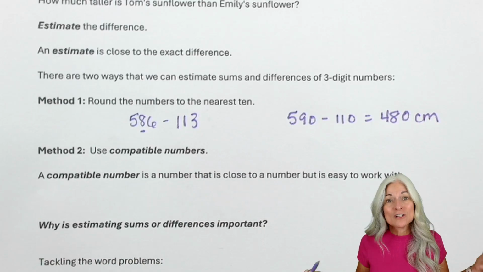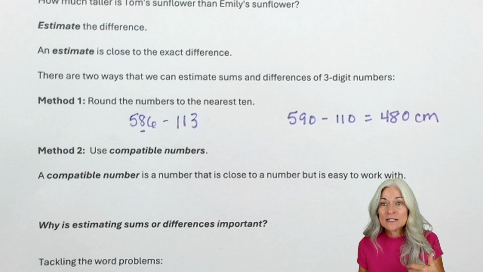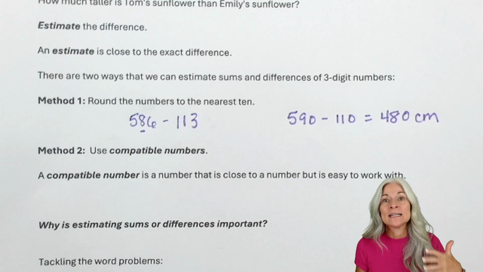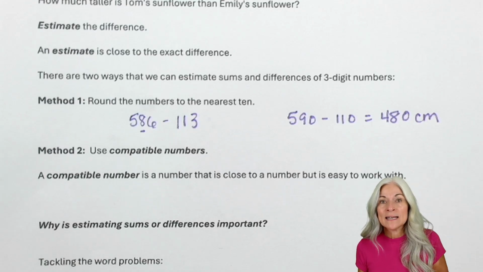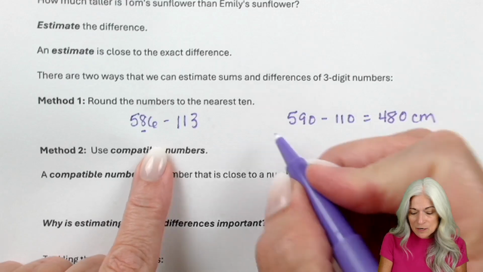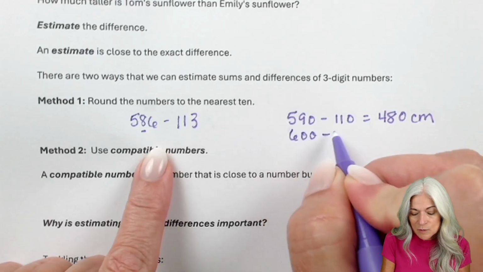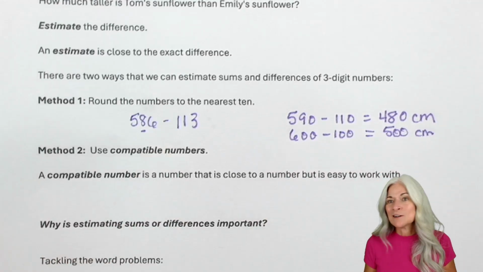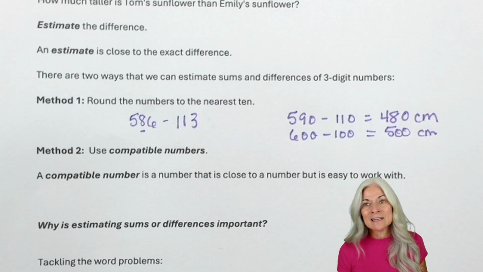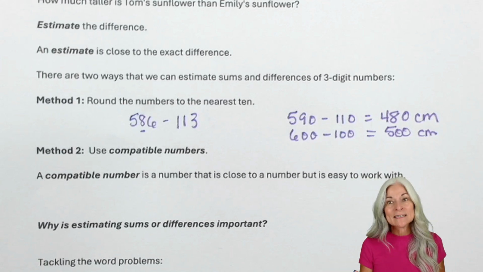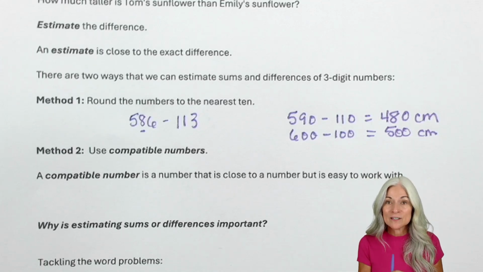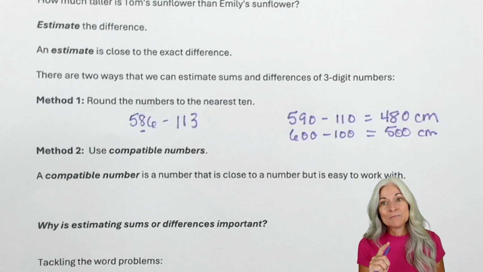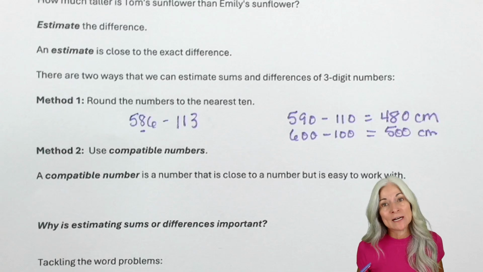Now, that's just a method. I say round to the nearest 10, but it could be any rounding. They could use the method of rounding, so maybe we say, okay, we're going to round to the nearest 100 and make it 600 minus 100. So we would get 500 centimeters. Again, we're not looking for one set answer. What we're looking for students to do is justify how they found their estimate.